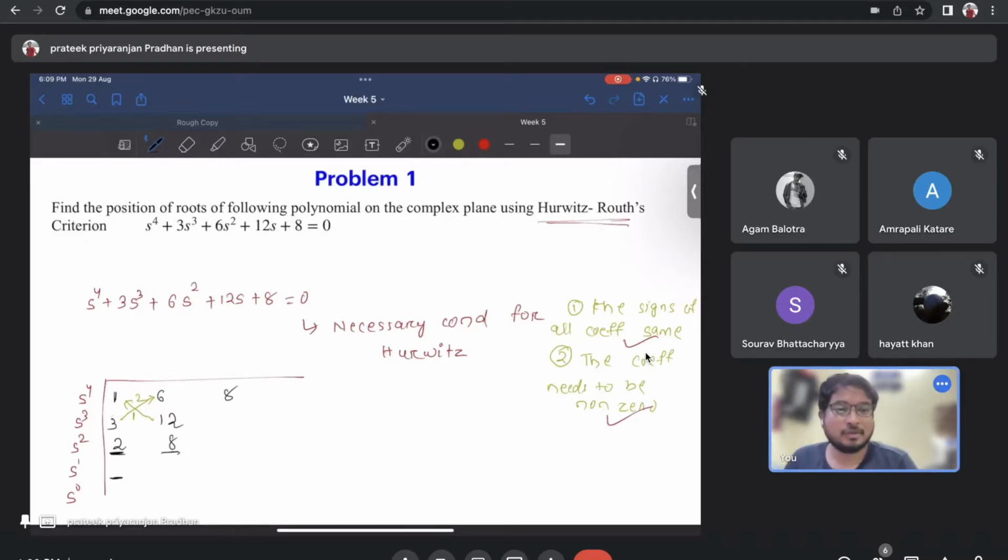Similarly for S1, someone else, maybe Hayat or Amrpali or Saurav, anyone else? What is the S1 value?